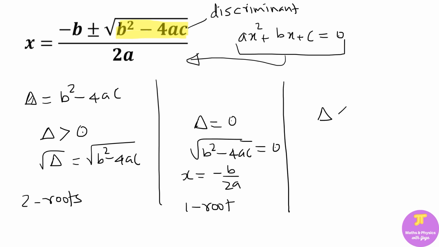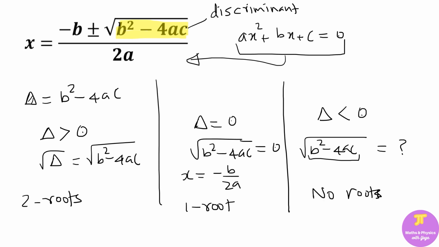If the delta is negative, then you cannot find the square root of b squared minus 4ac, because if this is negative, you cannot find a real answer for the square root of a negative number. So this is not possible. In that case, you won't have any root, so no root. So you can use this delta or discriminant to determine the number of possible roots for a given quadratic equation.